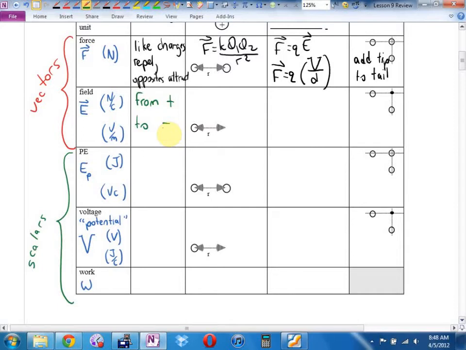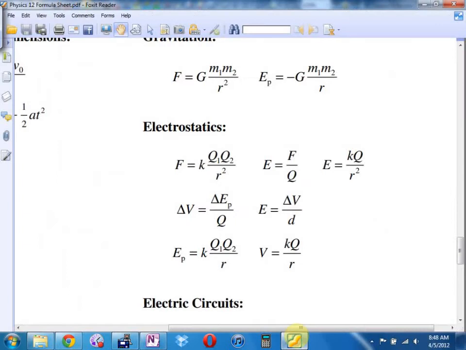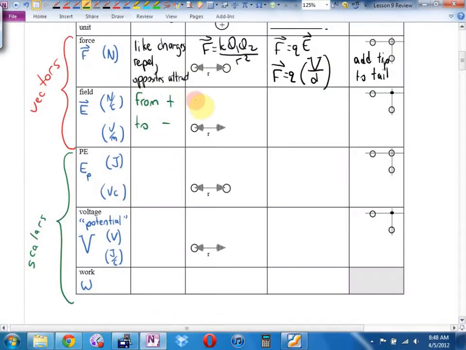How do I find electric field? Well, the variable was E. For a point charge, it's KQ over R squared.